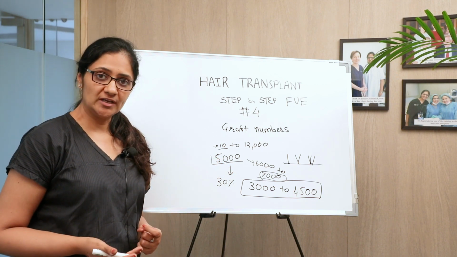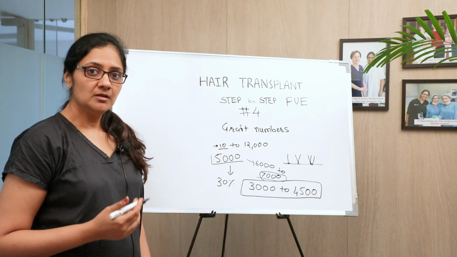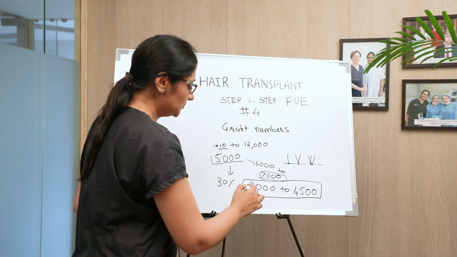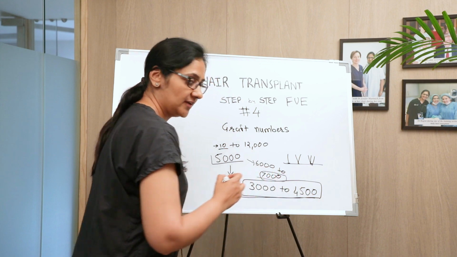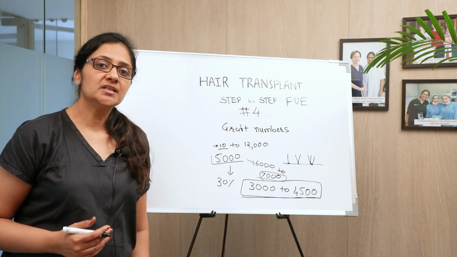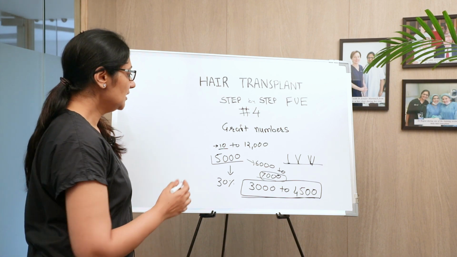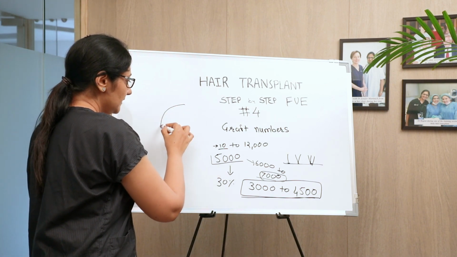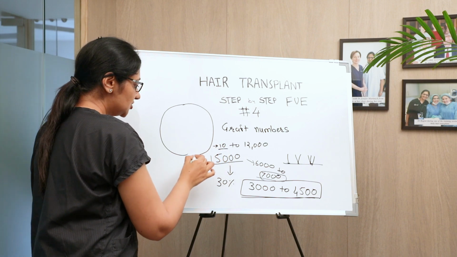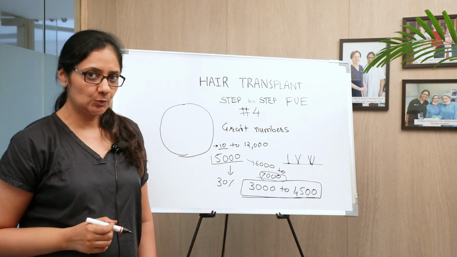And if you don't do that actually, then why are you quoting that? So what are the number of grafts which are extractable? Somewhere around 3,000 to 4,500. Now, what are the number of grafts needed? That is another question which we need to answer. In the bald area, there are multiple parameters which can decide how many grafts are required.